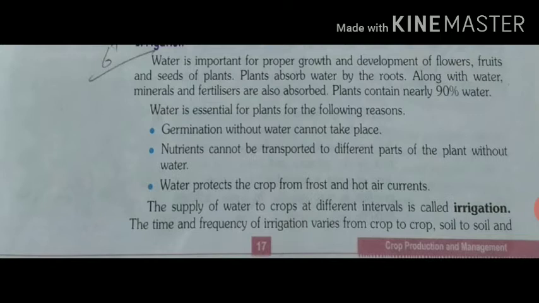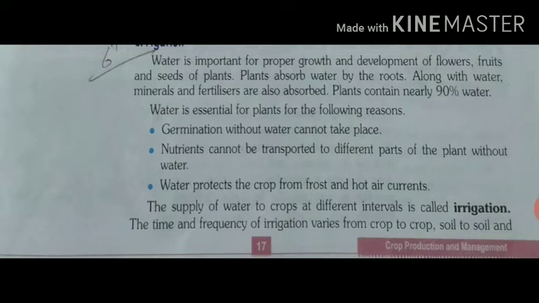Now the question is, why is irrigation necessary? Irrigation is necessary because germination cannot take place without water. What is germination? The process by which a plant grows. If there is no water, the plant cannot germinate. Nutrients cannot be transported to different parts of the plant without water. So for that also water is very essential, because water helps to supply nutrients to different parts of a plant.